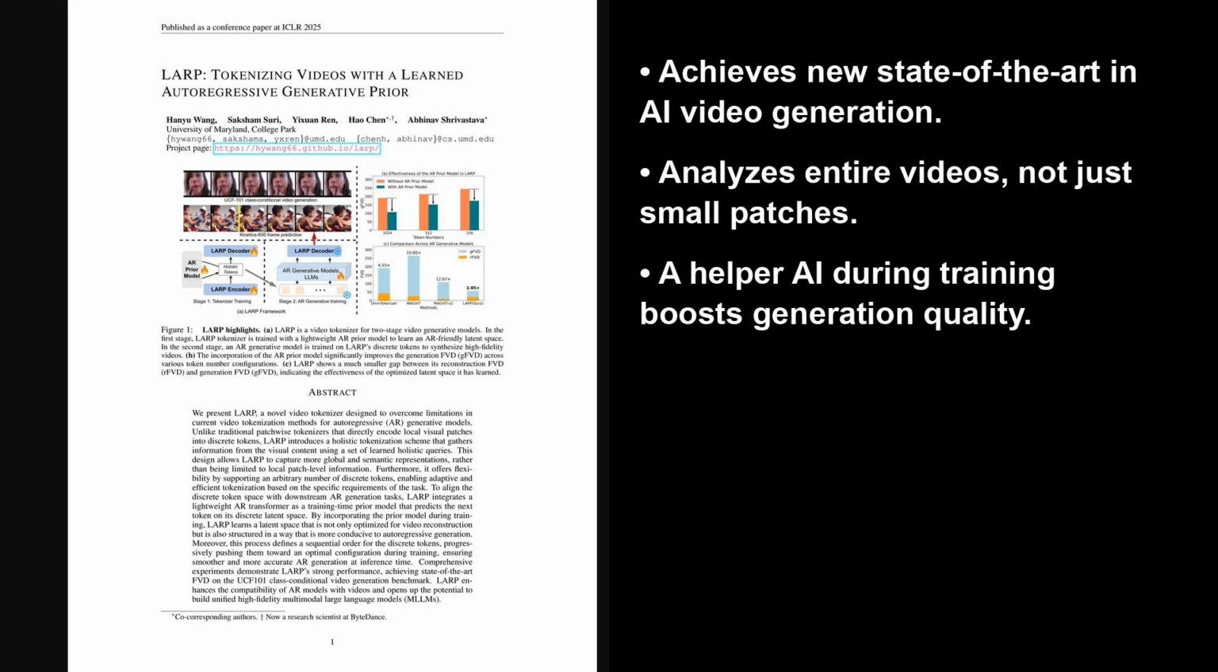So seeing how those LARP tokens capture such broad, semantic information really ties everything together. In essence, this work shows that by using a holistic tokenization approach, where tokens aren't tied to specific patches, and by co-training with that clever autoregressive prior model, LARP achieves truly impressive, state-of-the-art video generation. It's a big step forward for making autoregressive models work better with video.